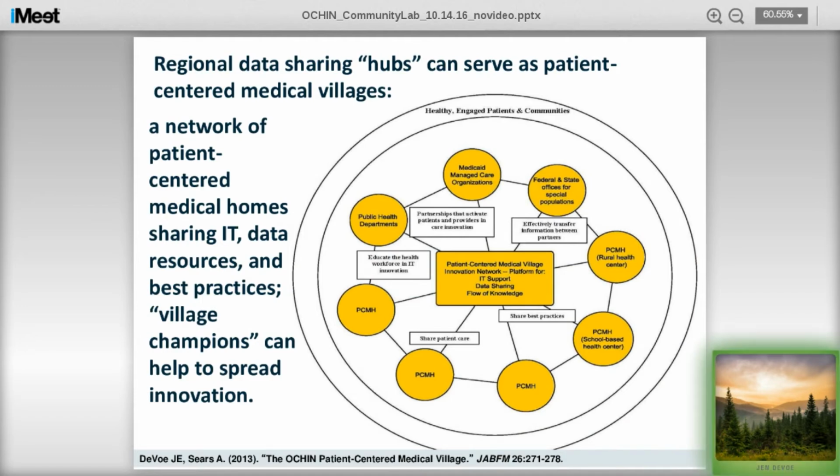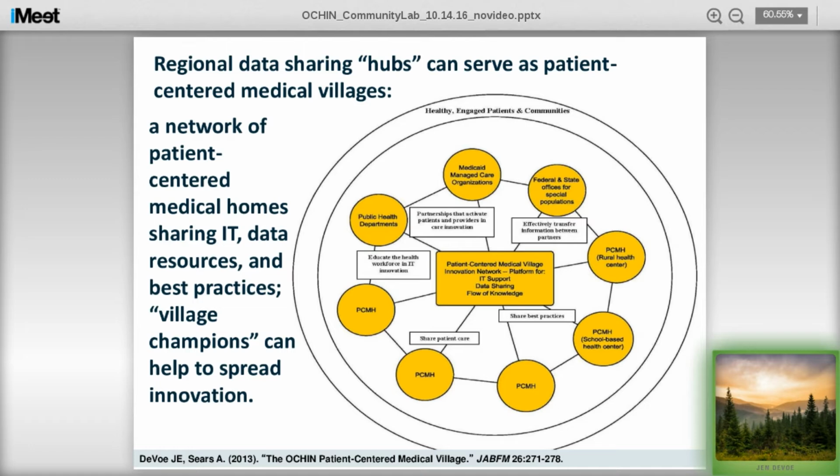So one of the other terms that we've coined that we really love is the patient-centered medical village. And this is a way that we're sharing this data and information across multiple patient-centered medical homes, PCMHs, also thinking about Medicaid organizations, public health departments, federal and state offices, bringing data together into this patient-centered medical village, an innovation network for sharing the IT support, the data sharing, a flow of knowledge.